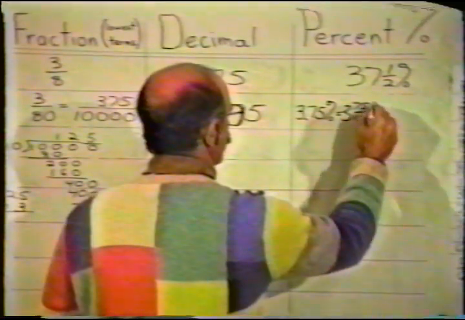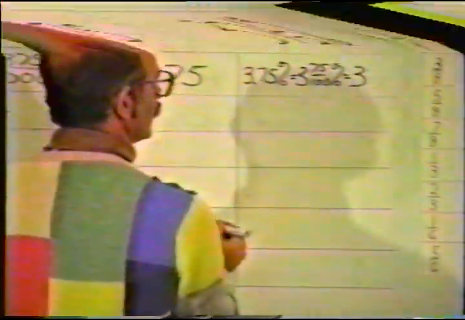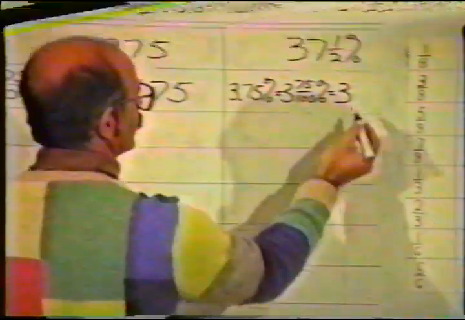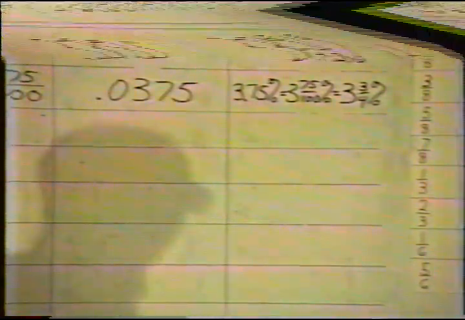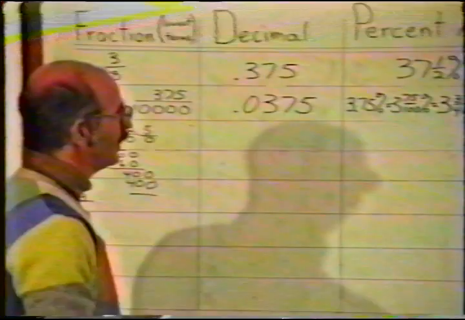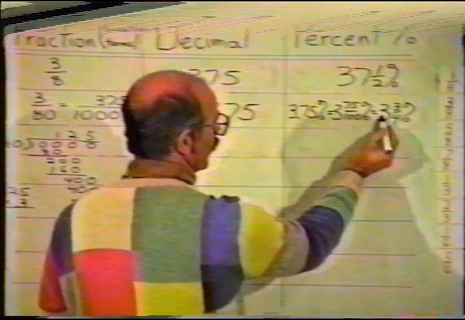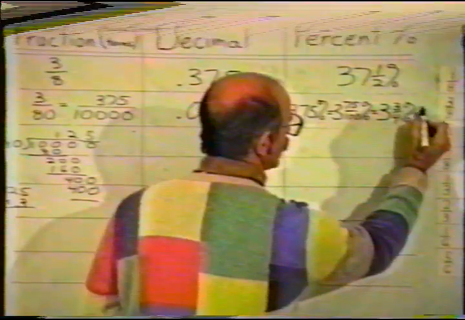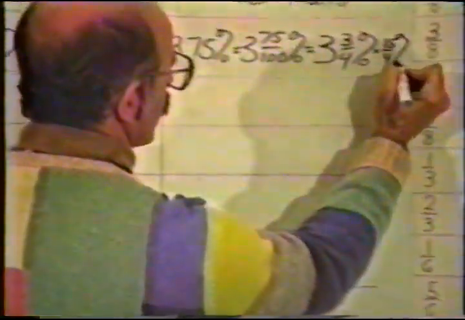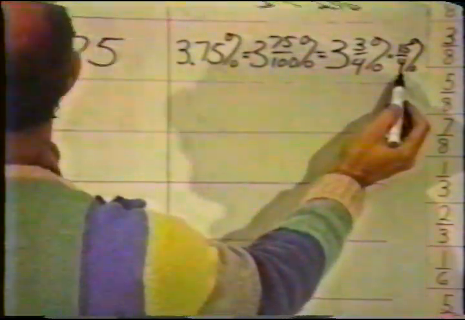Please read me that number. 3.75 percent. Can that 75/100ths be reduced? Yes. To what? 3/4. 3/4%. Now, is there anything else we can do with that? Let's try our special little trick. 4 times 3 is? 12. Plus 3 is? 15. So it's also equal to 15/4%.